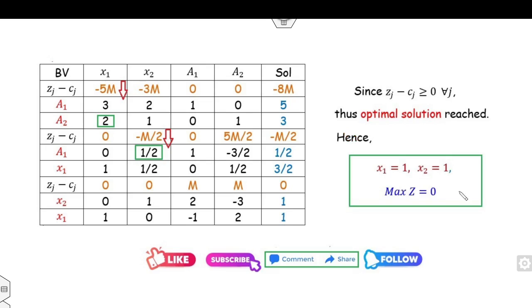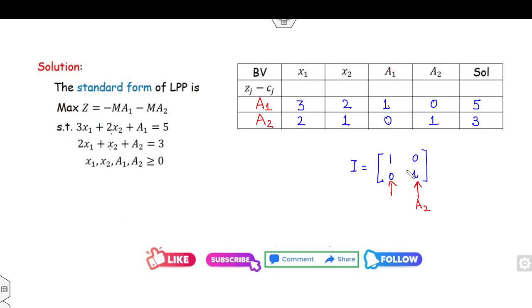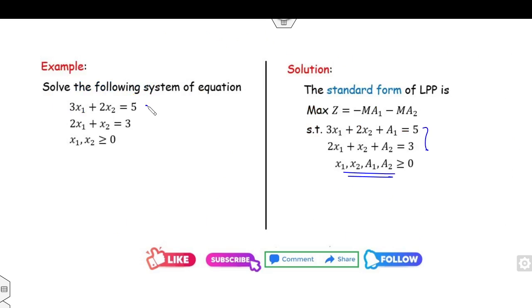In your examination, you can check your answers as well. How? You can substitute the value of x1 and x2 in the given equation. What is the given equation? Here. You can see if I substitute x1 is 1, x2 is my 1. Is this equation satisfied? Yes. So that means yes, your answer is satisfied.